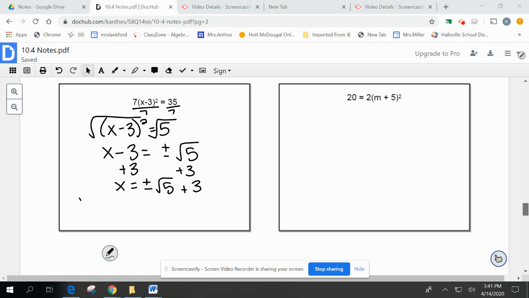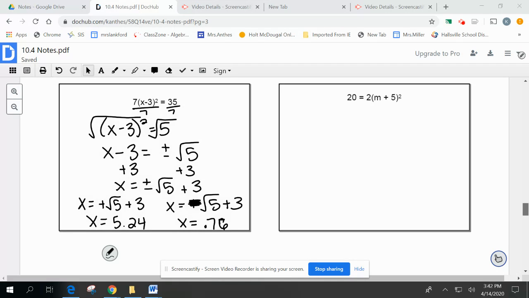So what we're going to do is kind of branch off and calculate both parts. So positive square root of 5 plus 3, and then negative square root of 5 plus 3. So we would have two different answers. We would have x equals 5.24, and then we would have x equals 0.76.